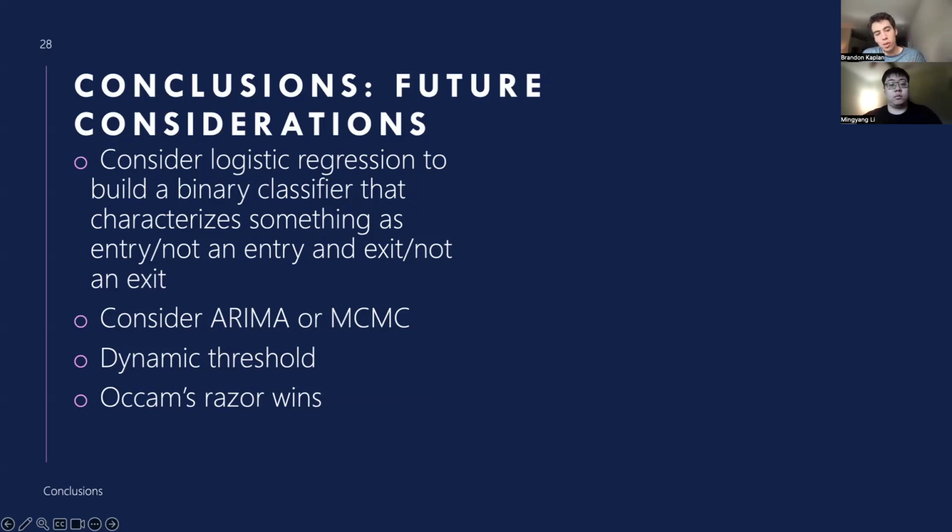For now, though, the ultimate takeaway, it seems, is that Occam's razor really wins. Occam's razor is a principle that recommends searching for explanations constructed with the smallest possible set of elements. And this is sometimes paraphrased as the simplest explanation is usually the best one. And in this case, with the price difference model, it certainly was.